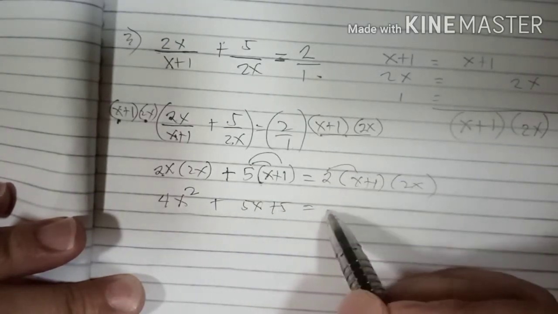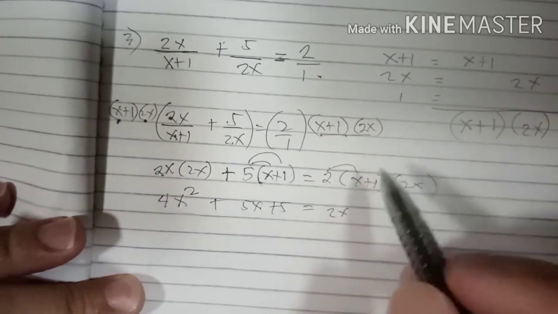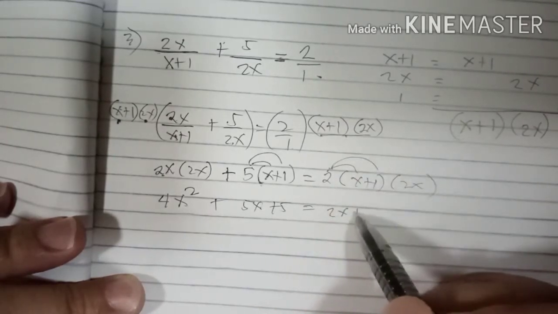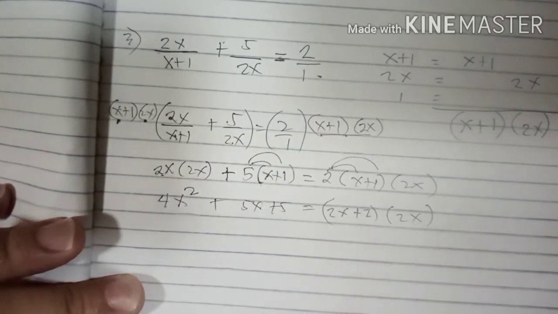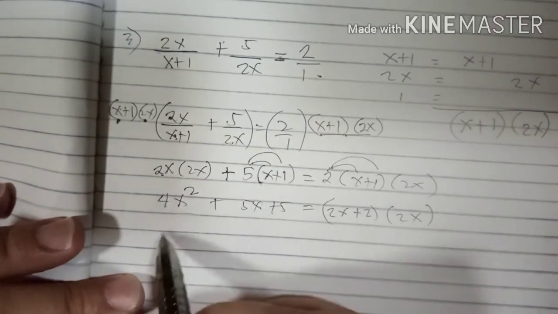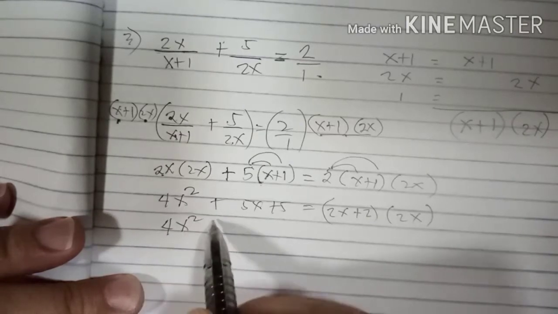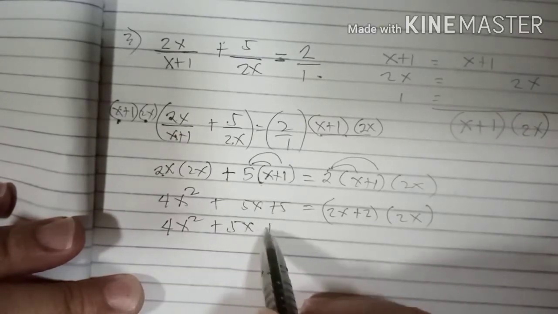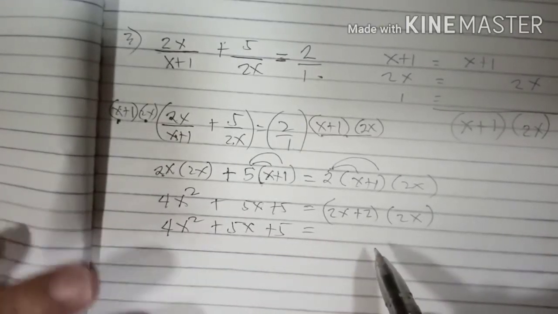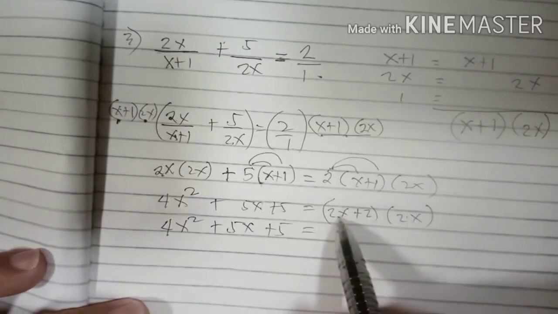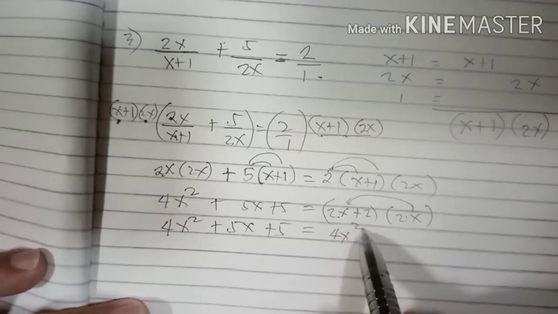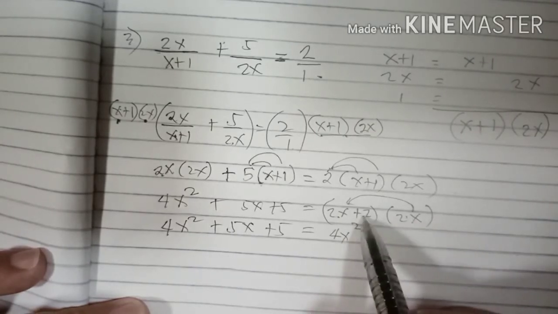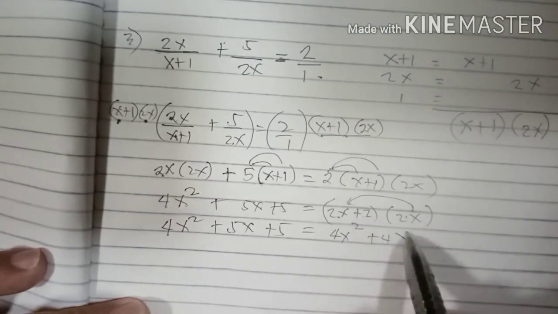2 times x, that's 2x. Then 2 times 1, that's positive 2. Okay, times 2x. Now, we could have here 4x squared plus 5x plus 5 is equal to 2. So, you will multiply 2x times 2x. That's 4x squared. Then 2x times positive 2, that's positive 4x.